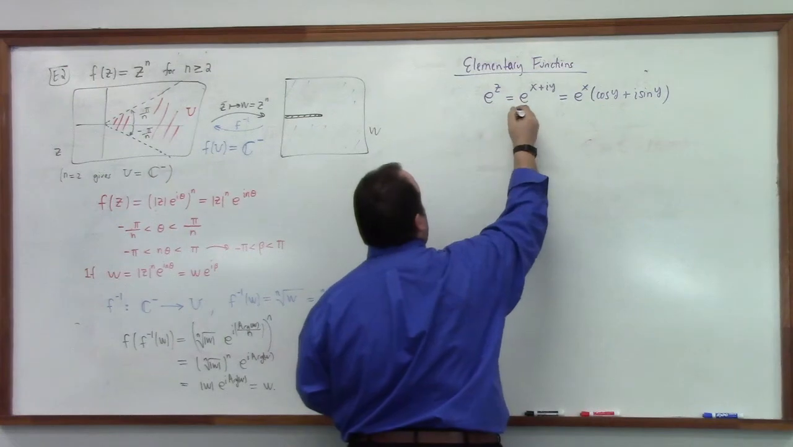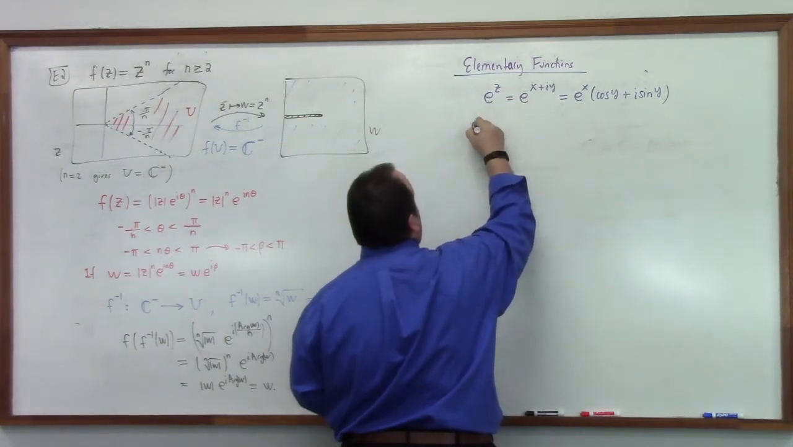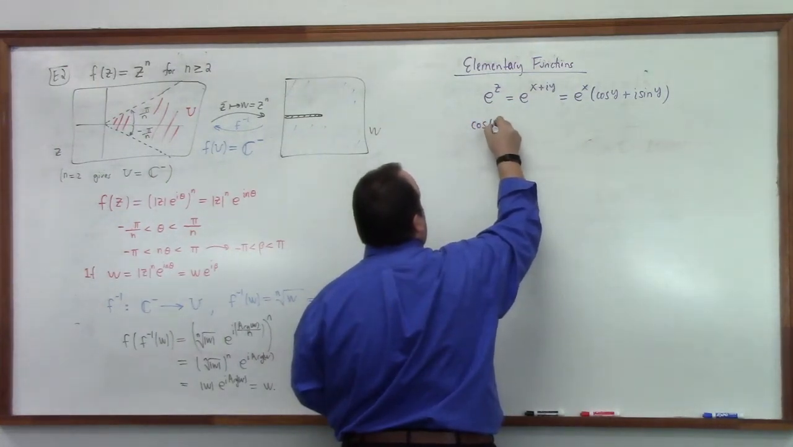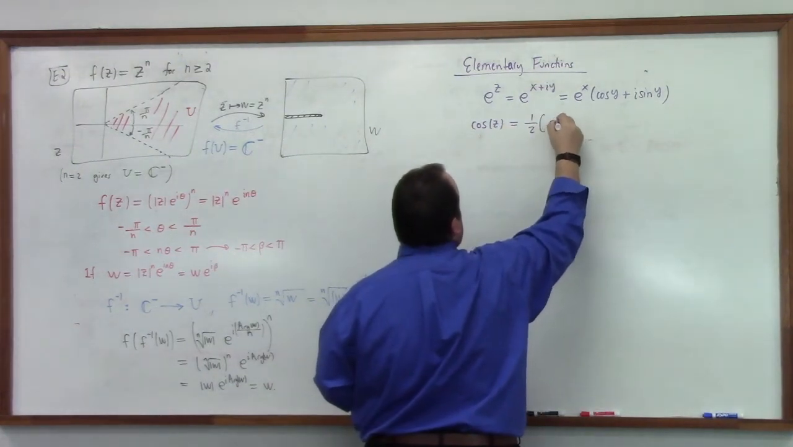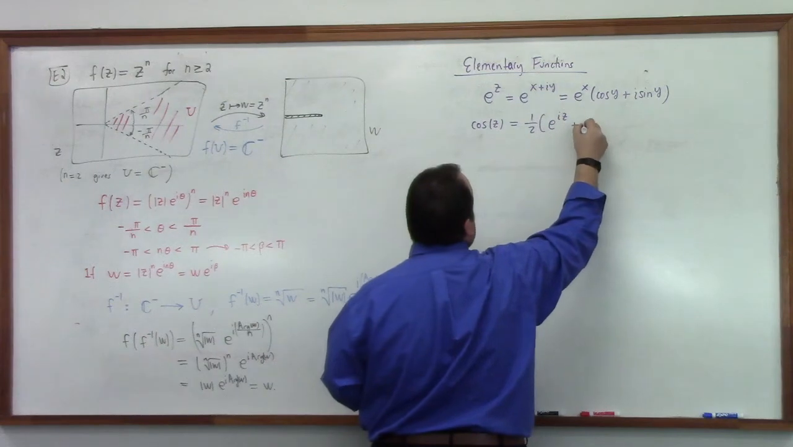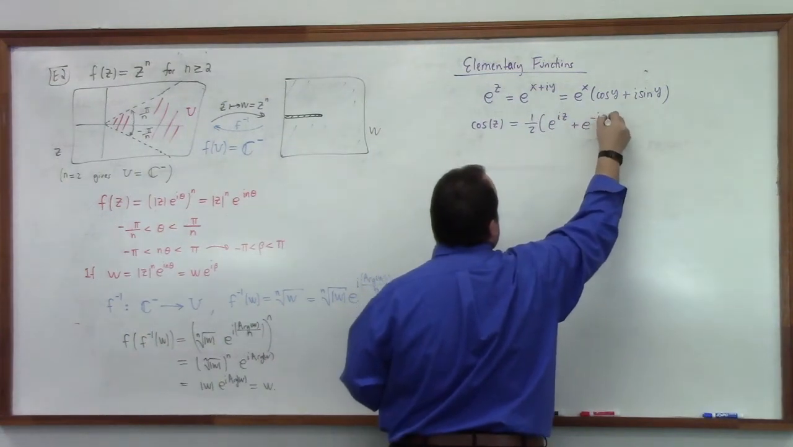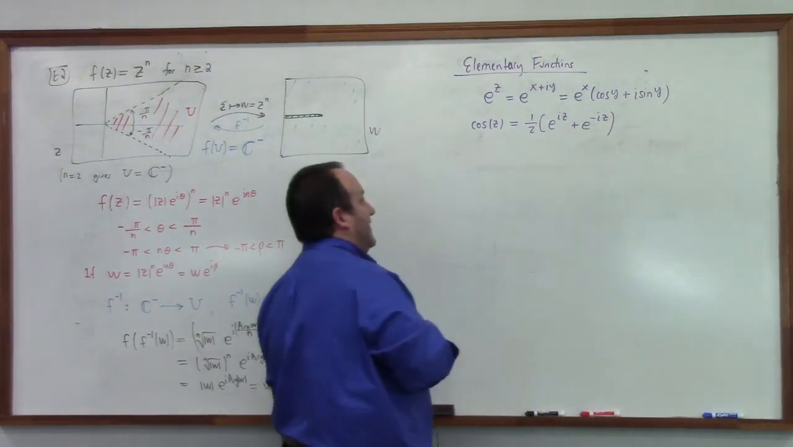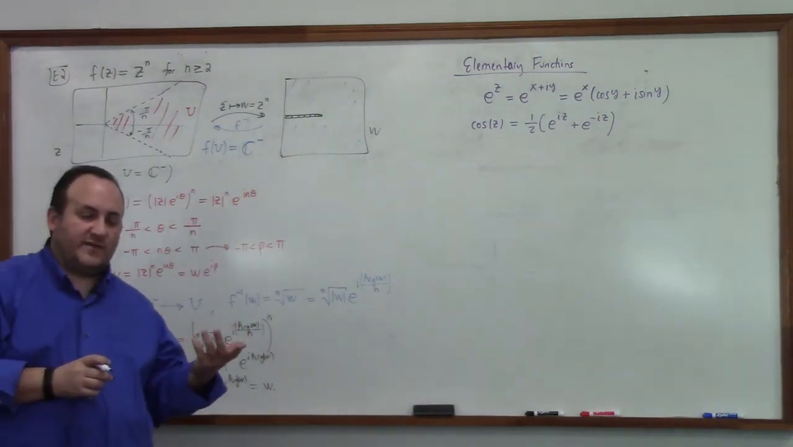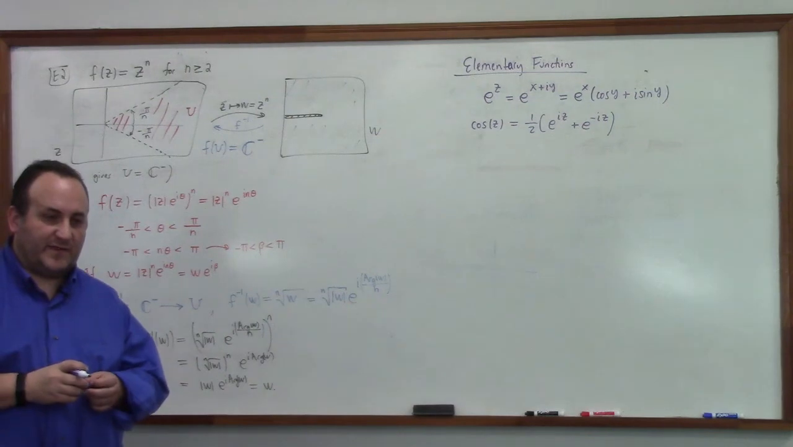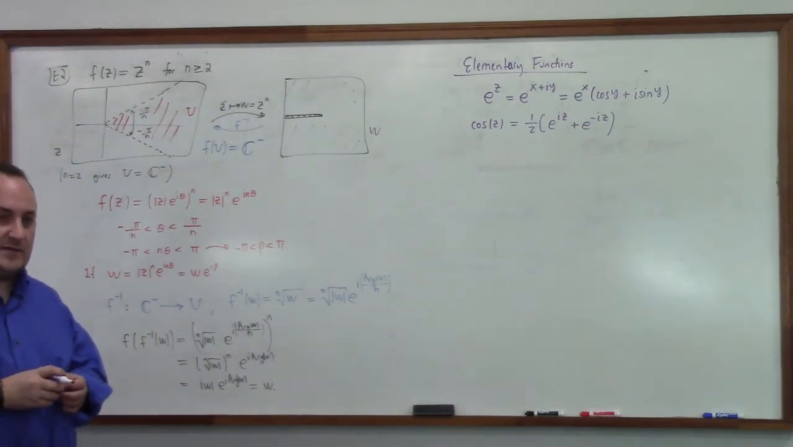We also can define cosine of z. Cosine of z is going to be 1/2 times e to the iz plus e to the minus iz. So you remember we had that formula where theta was a real number. We're just saying, hey, you know what? We're going to use that formula when z is a complex number. That's going to define cosine for us, at least for now.